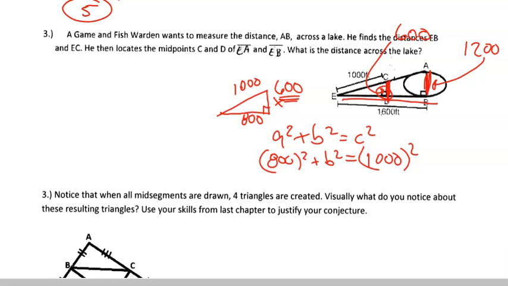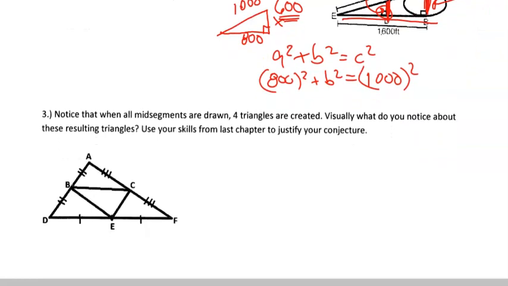All right, let's finish up this section with just a little reminder about proofs. Let's do a little practice with proofs. It says, notice that when all midsegments are drawn, 4 triangles are created. Visually, what do you notice about all the resulting triangles? Use your skills from last chapter to justify your conjecture. What looks to be true about this triangle, that triangle, this triangle, and this triangle? They all look to be congruent. So let's try to justify that.